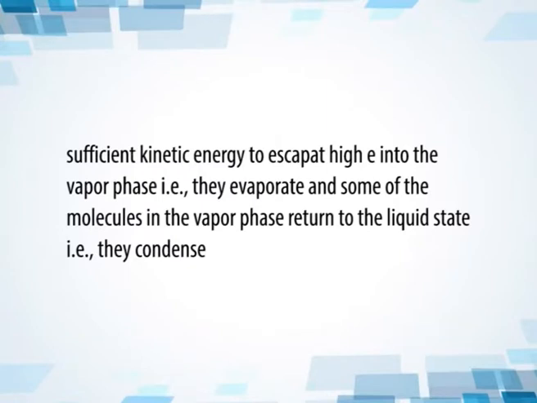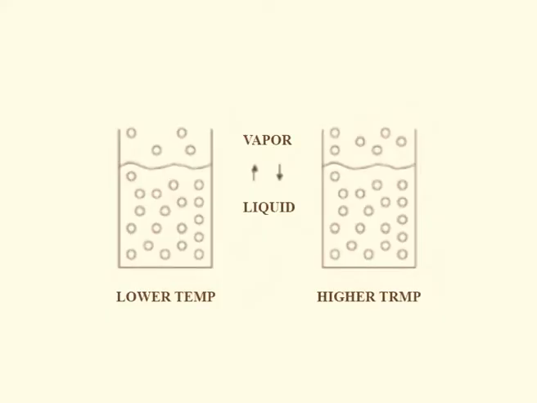Let us suppose at some temperature value, some liquid molecules have sufficient kinetic energy to escape into the vapor phase. That is, they evaporate. And some of the molecules in the vapor phase return to the liquid state, that is, they condense. An equilibrium sets up with molecules of components moving back and forth between the liquid phase and the vapor phase. At high temperature values, more molecules have sufficient kinetic energy to move into the vapor phase, and so the number of molecules present in the vapor phase increases on temperature elevation.